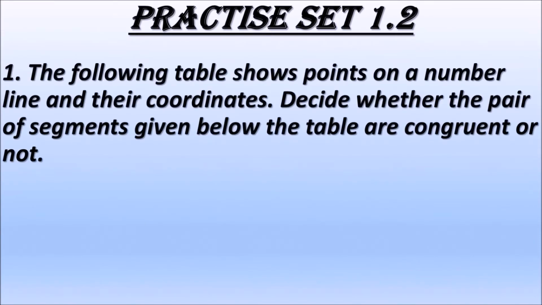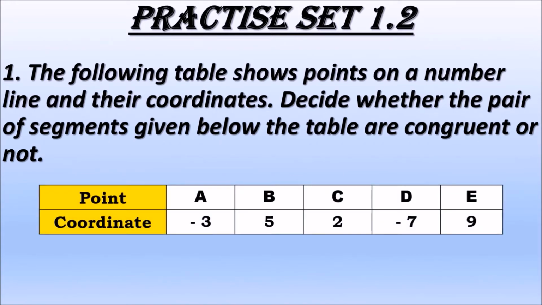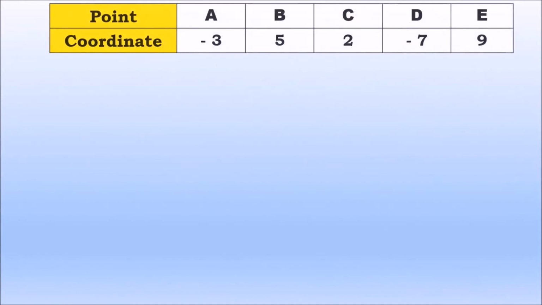Now we will see Practice Set 1.2. Here we have the first question. The following table shows points on a number line and their coordinates. Decide whether the pair of segments given below the table are congruent or not. You can see this table. It contains points and their coordinates. Using this table, we have to do the first sum, in that seg DE and seg AB. Here we have to check whether seg DE and seg AB are congruent to each other or not.